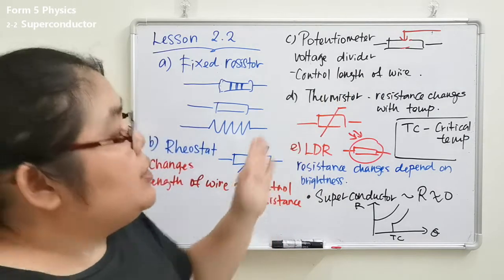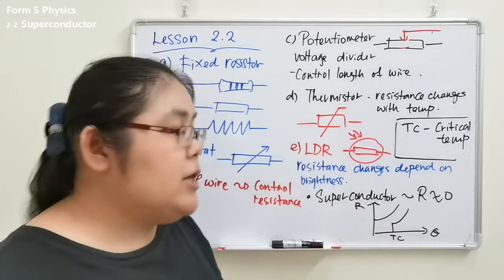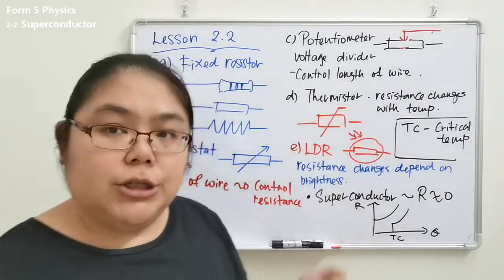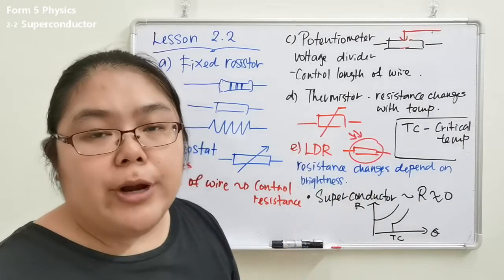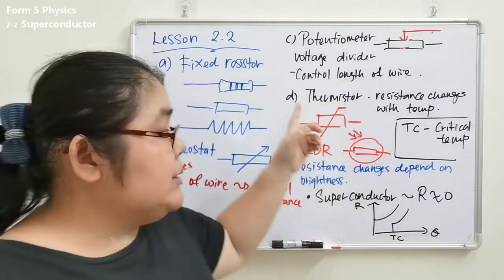Thermistor, what's the function? The function is that the resistance changes. Resistance can be changed, but due to what? Temperature. It is controlled by the temperature. If the temperature becomes high or low, then the resistance of the thermistor will change.